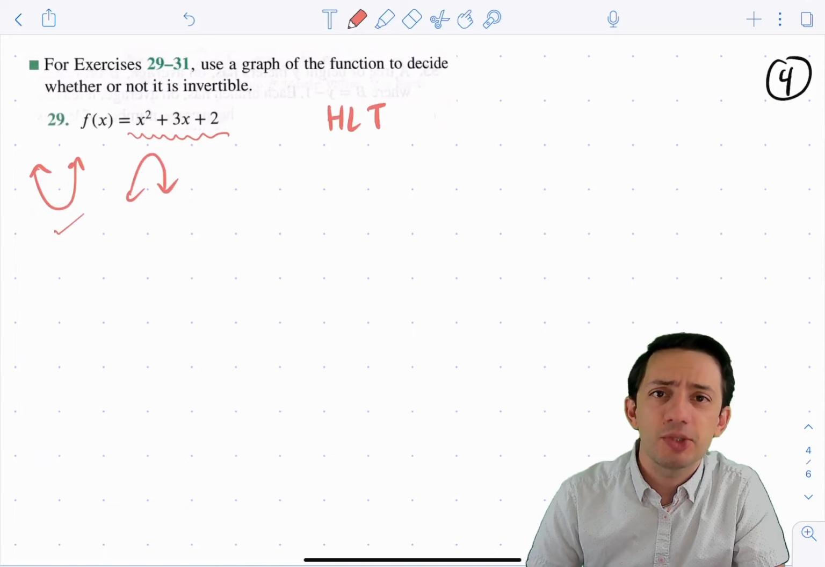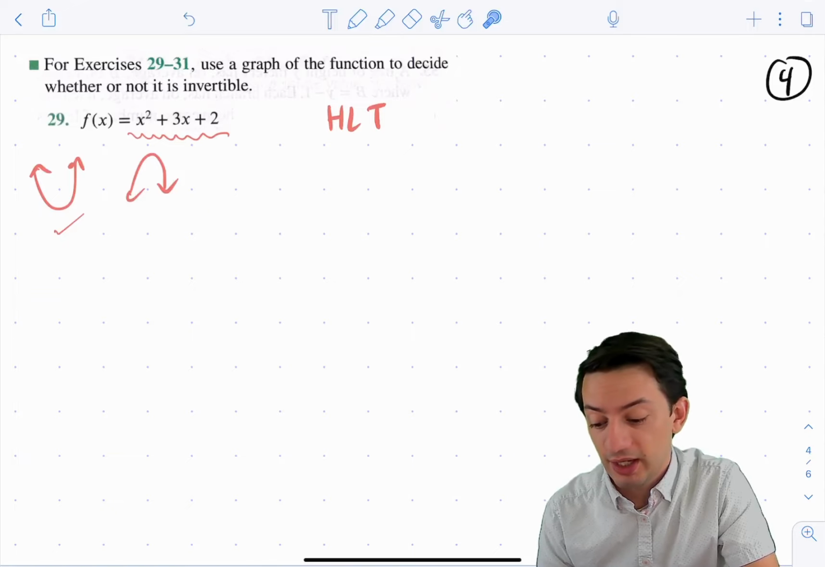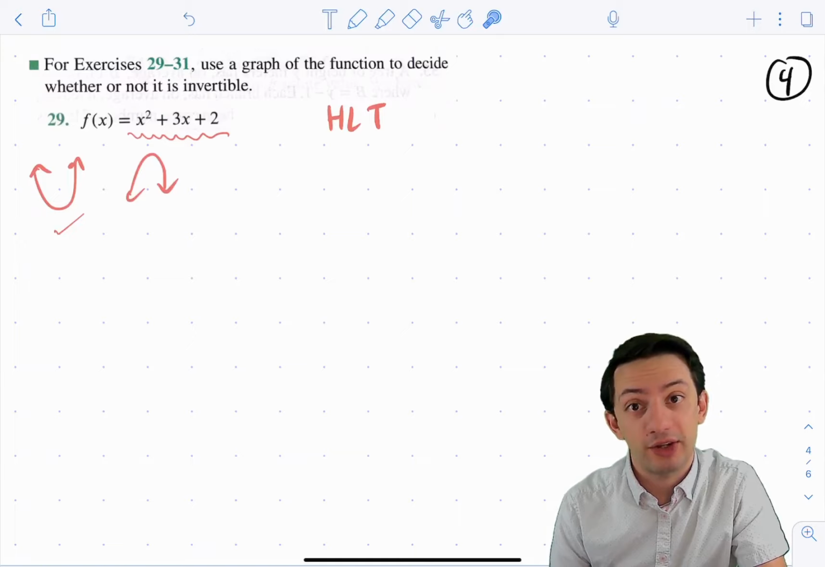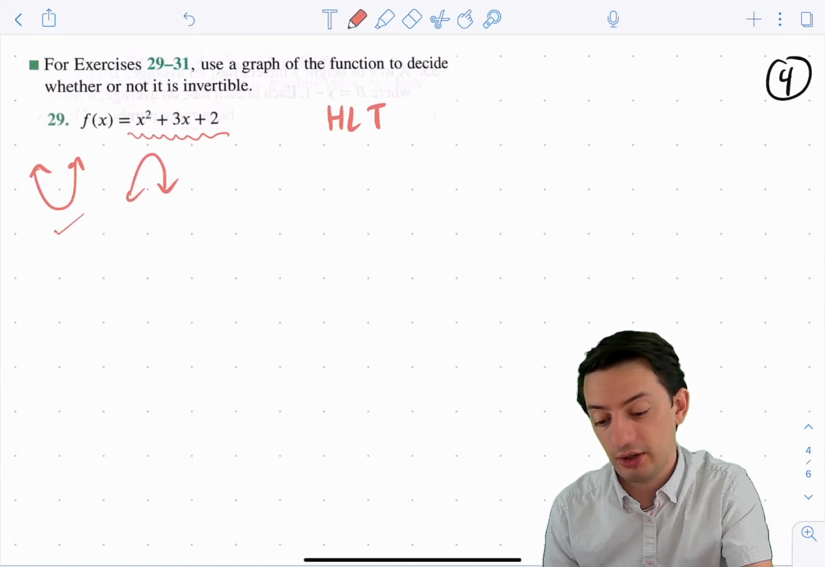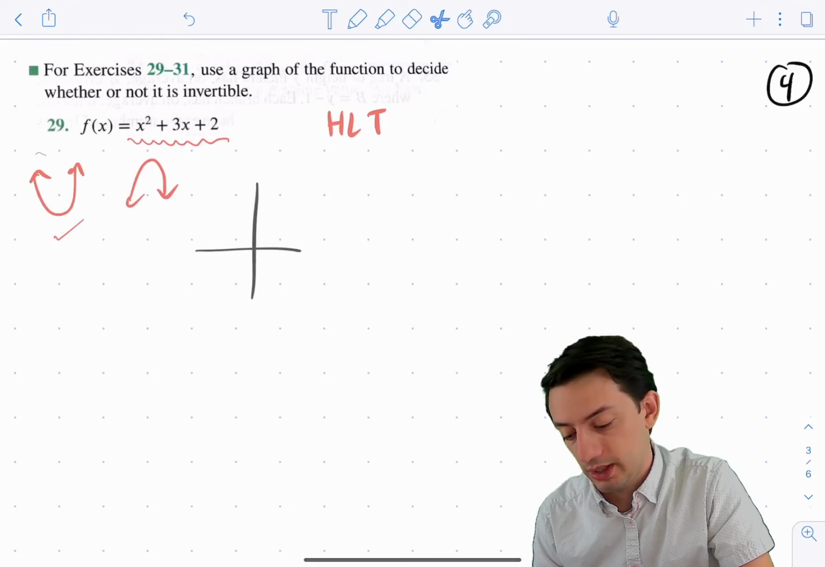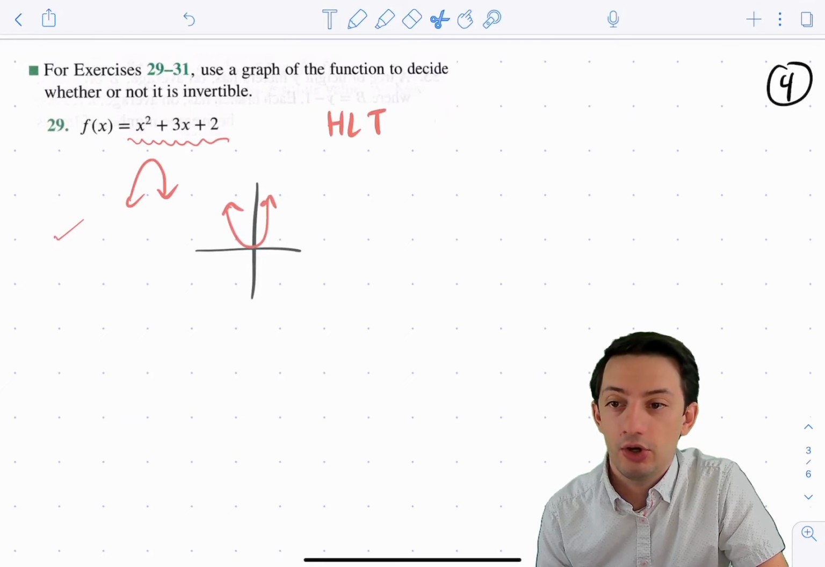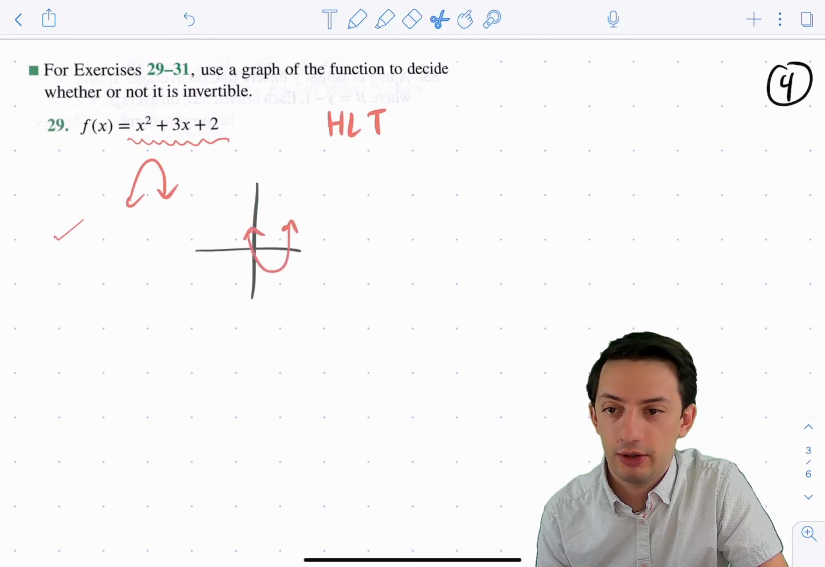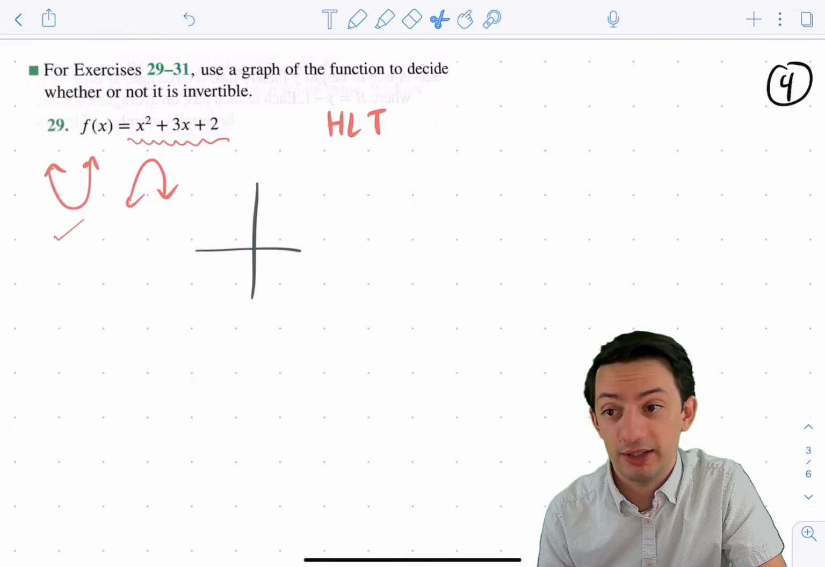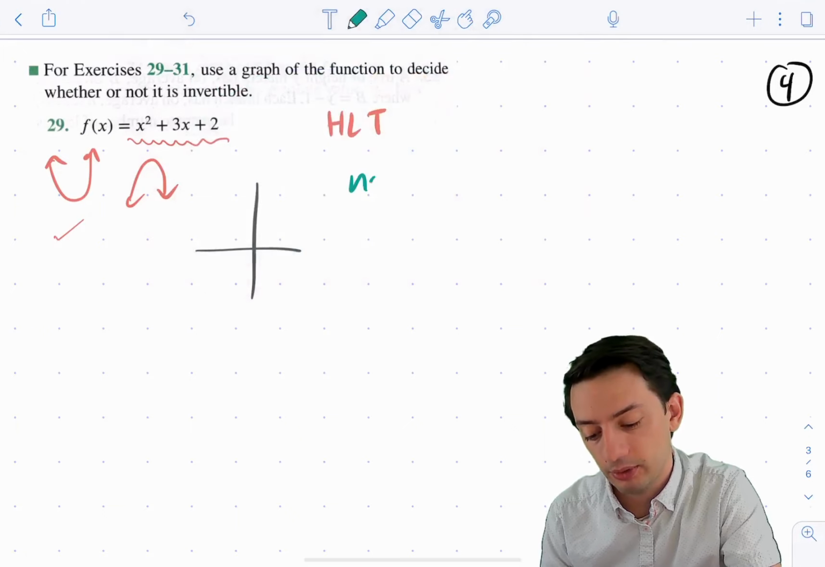Now, I guess at this point we could stop and say, wait a minute. It doesn't matter where it crosses. If it looks like this, it's going to fail the horizontal line test. And that's true, actually. This function here, let me just draw a little axis for us. Imagine that I take this function, and maybe it's here, or here, or here. It doesn't matter where it is. No matter where this is, it's going to fail the horizontal line test. So I guess at this moment, we could just stop and say, no, not invertible.